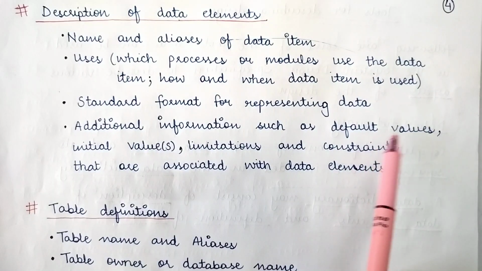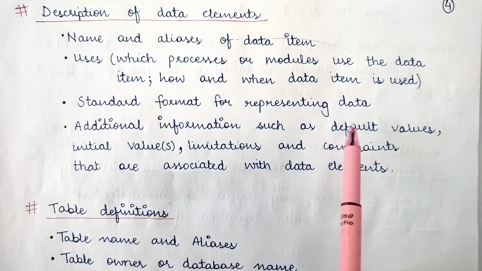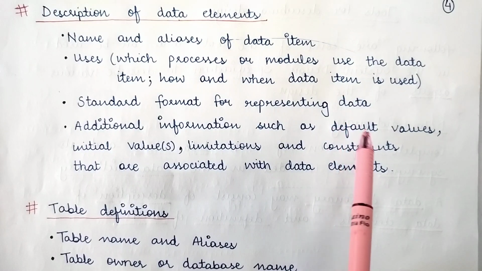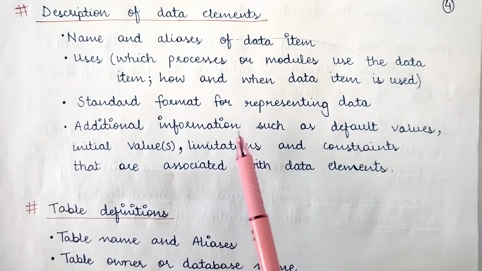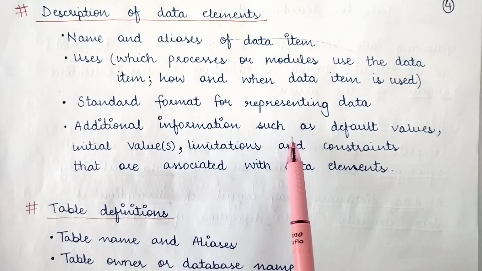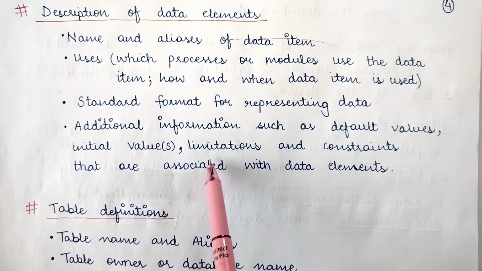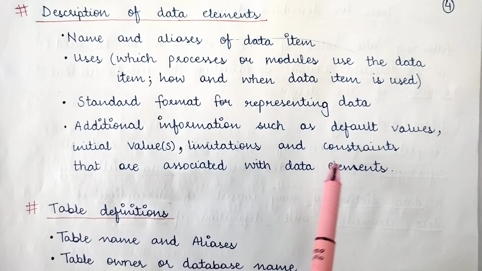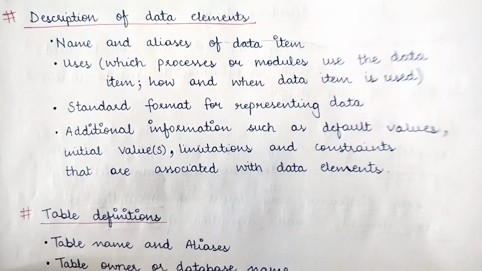Additional information such as what would be the default values, like the default value of a student phone number can be blank. It is not necessary that all the students may have phone numbers, but the default value of a student address cannot be left blank, because each student will have a residing address. So, this kind of additional information is also given as to what the default values for the various data items can be. Initial values, what would be the initial values of the data items if they are not provided? What are the limitations and constraints that are associated with the data elements? So, all these things are given while describing the data elements in a data dictionary.